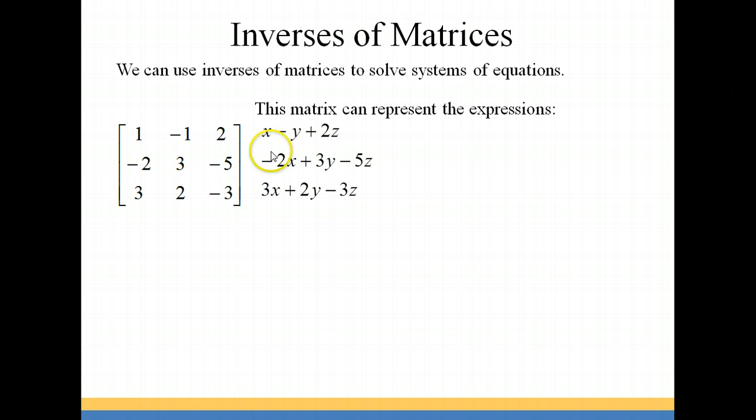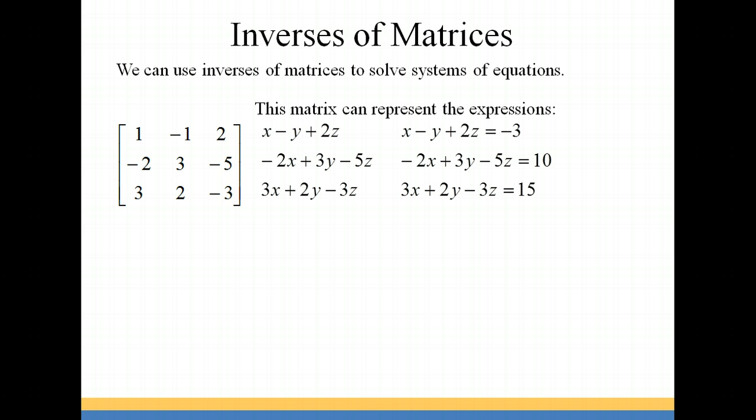If we use the second row as the coefficients of x, y, and z, we get negative 2x plus 3y minus 5z. And the same for the third row. We end up with 3x plus 2y minus 3z. Now, if each one of those expressions were equal to a constant, we would have a system of equations. So in this case, we're going to let the first row equal negative 3, the second equation equal 10, and the third equal 15.